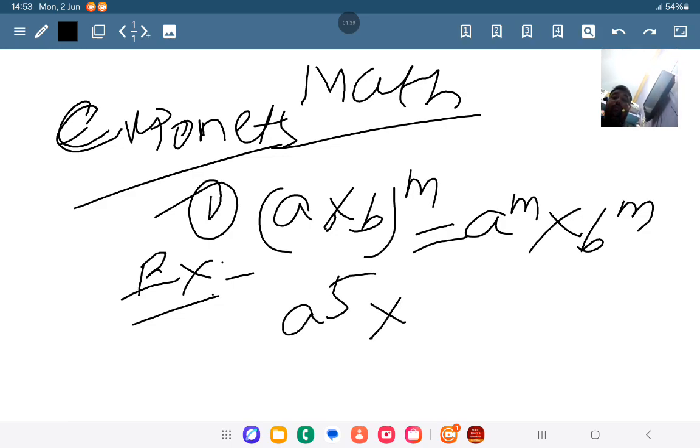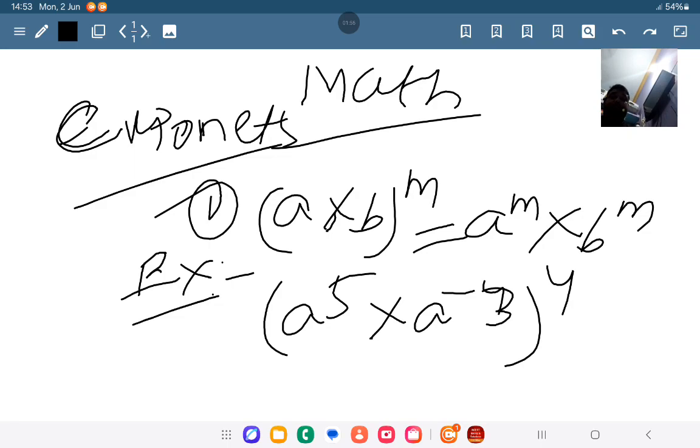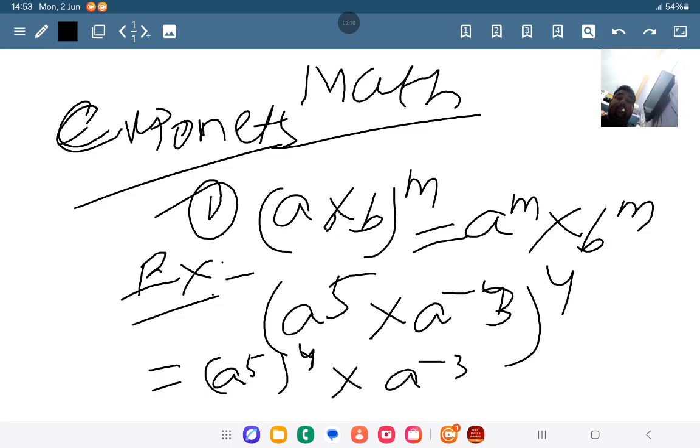a to the power 5 into a to the power minus 3 whole power 4. If we break this expansion, then our answer will be a to the power 5 whole to the power 4 into a to the power minus 3 whole to the power 4. Like this, a into b whole of power m, a to the power m into b to the power m. Here, in this example, a is a to the power 5 and b is a to the power minus 3 and power m is 4. So it will be a to the power 5 whole power 4 into a to the power minus 3 whole power 4.